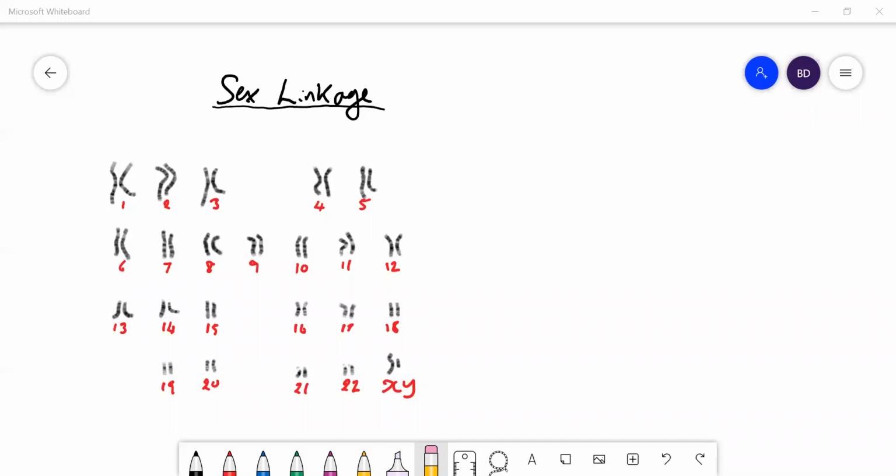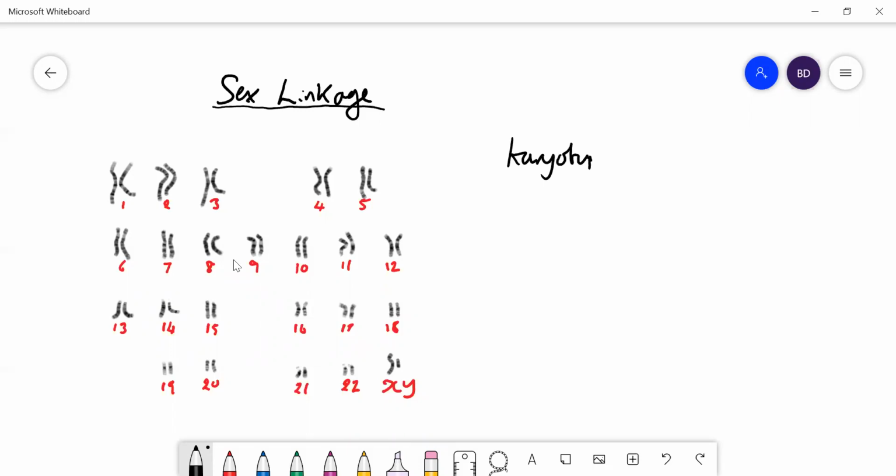Okay, in this video we are going to talk about sex linkage. This is the case where certain genetic diseases really only affect males and don't affect females. And we'll see the reason for that in a minute. But what we've got here is called a karyotype, a human karyotype.